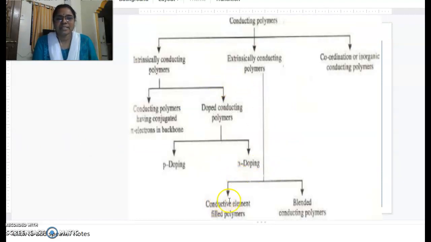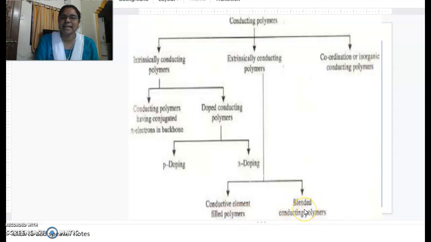In case of extrinsic conductivity, the first is the conductive element filled polymer. Here, for the non-conducting polymer, we have to fill a conductive element. The conductive element is carbon black. Why do you have to choose carbon black? Listen very carefully, because of two reasons: it has large surface area and high porosity. Hence we choose the conductive element filled polymer.